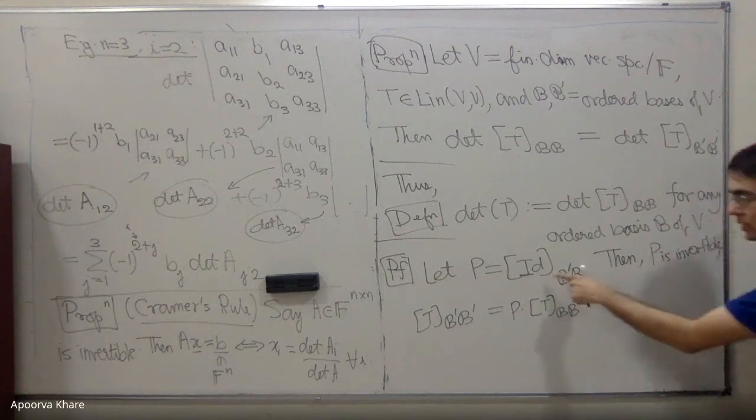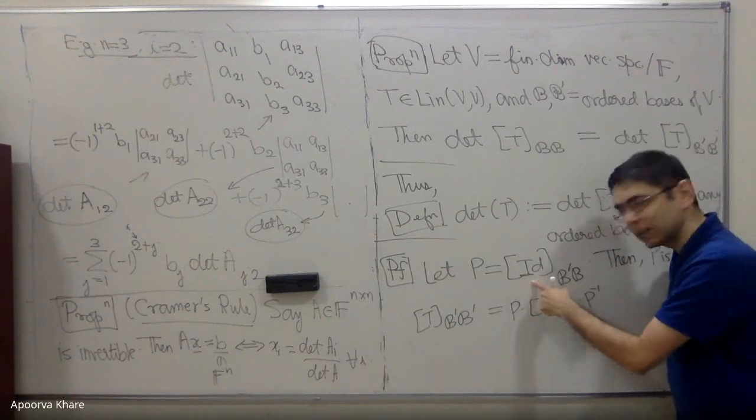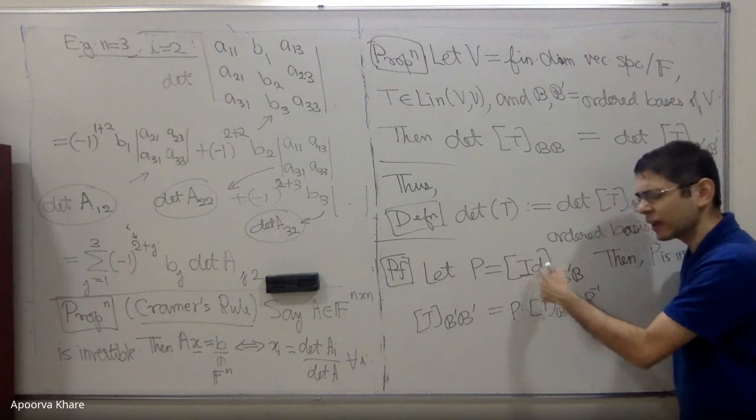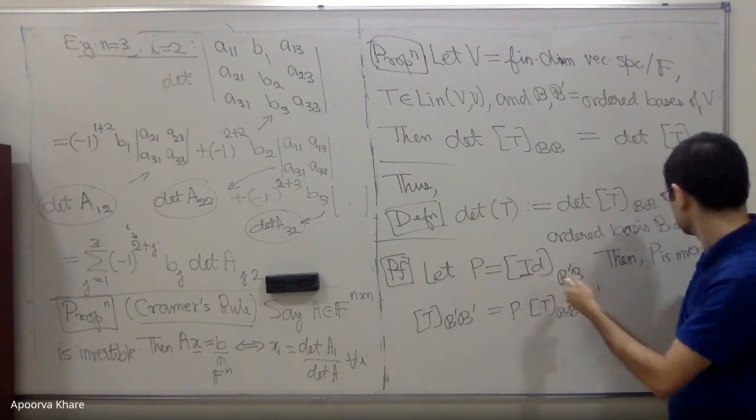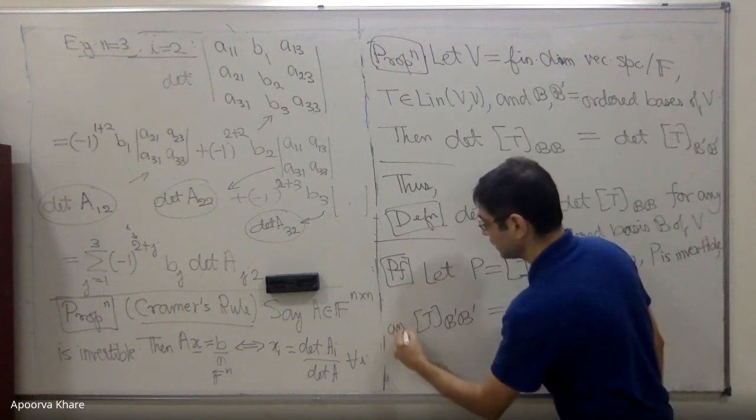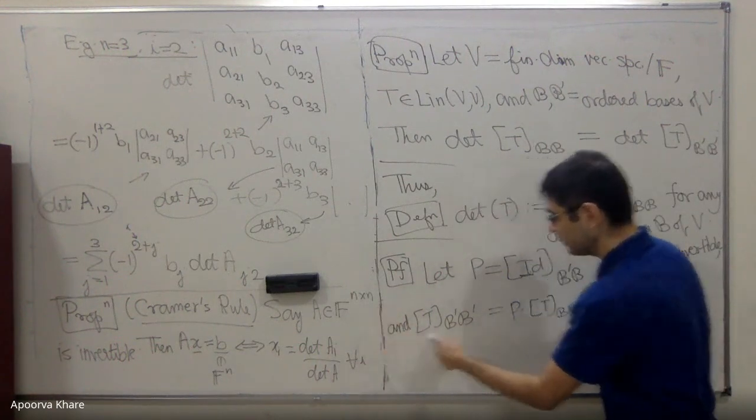We have already seen this. What is the inverse of P? It is the identity transformation's matrix with respect to the bases B and B prime in the reverse order. So first of all, P is invertible, and we know that this is true.